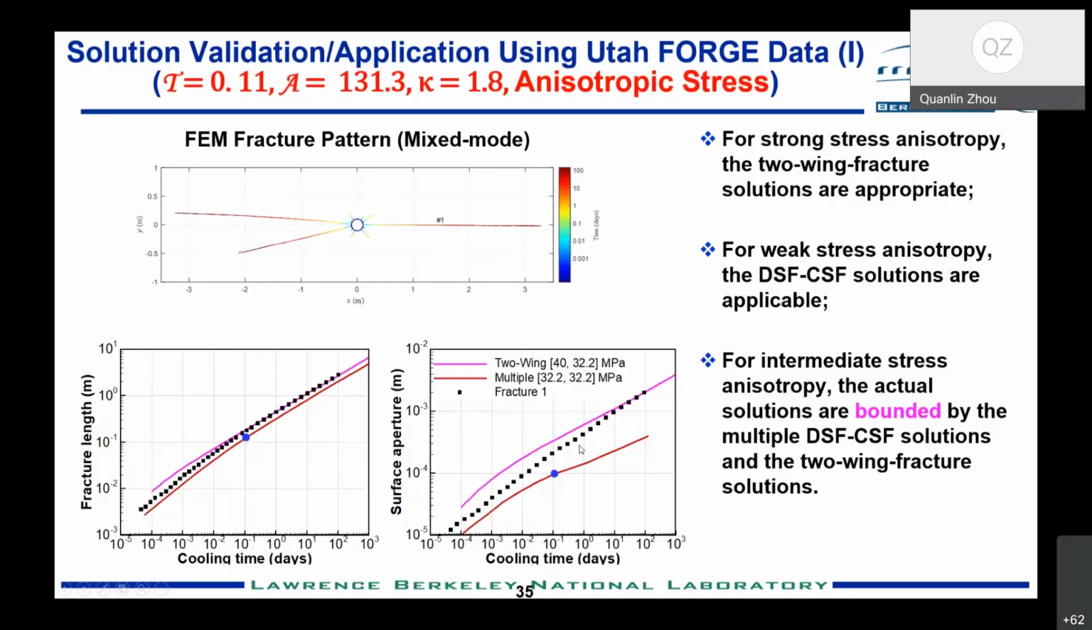So now in this case, we don't have a solution for any parameters. We have to use the two solutions. That means for strong stress anisotropy, we can use the two-wing fracture solutions. For weak stress anisotropy, we can use the multiple fracture solutions. But for intermediate stress anisotropy, we can use the solutions to bound the actual solution. So that is the concept for the modeling.